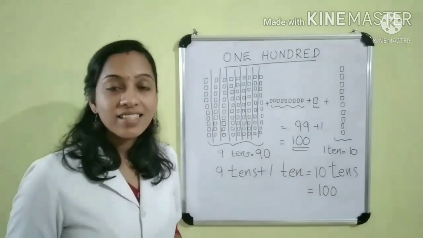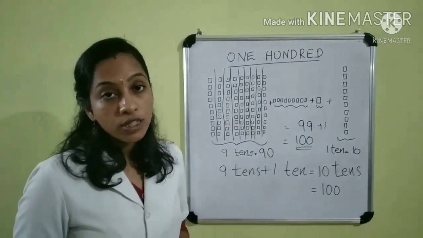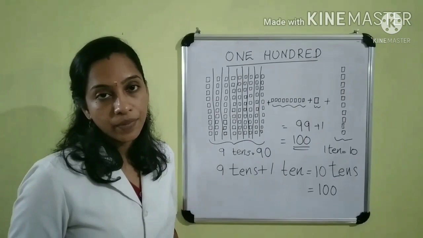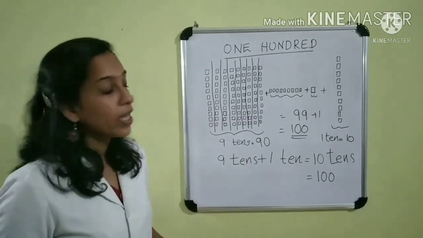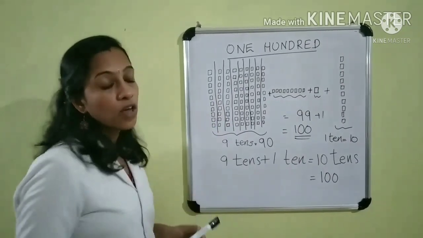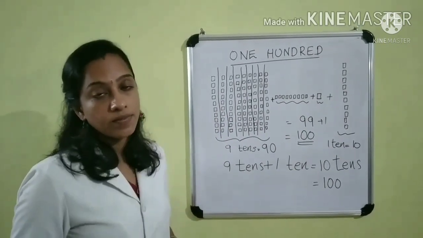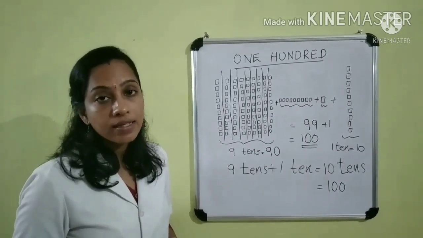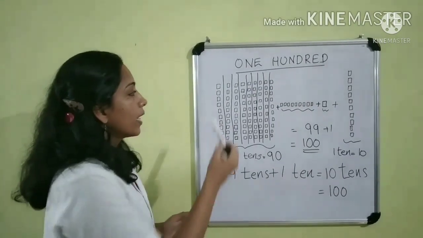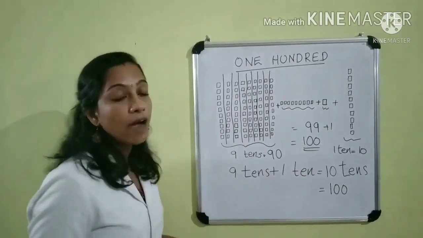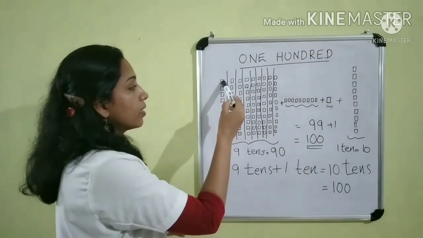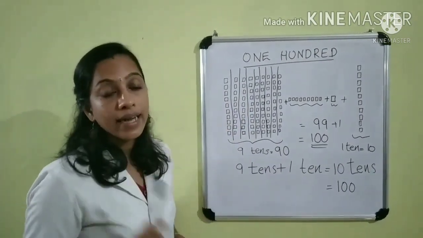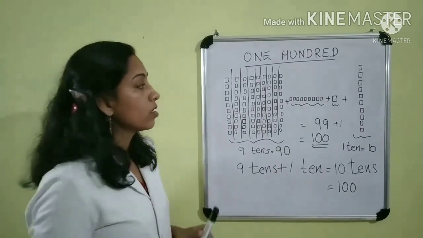Yes. Next, we are going to learn about the concept of 100. Here, I have drawn small squares. Each square represents ones. Do you know the value of ones? It's 1. In each column, I have drawn 10 squares. It means tens. 1 ten is equal to 10.